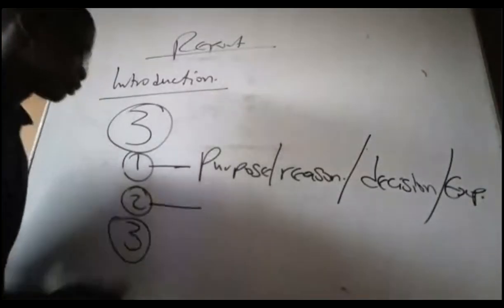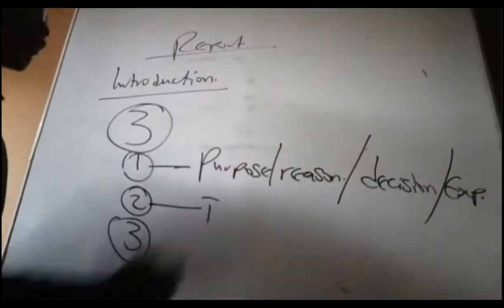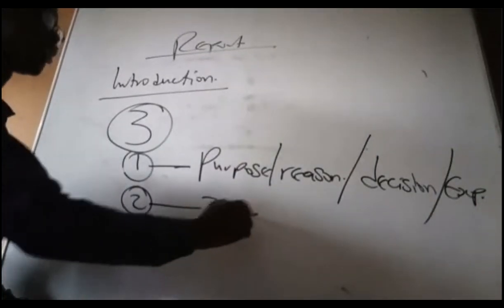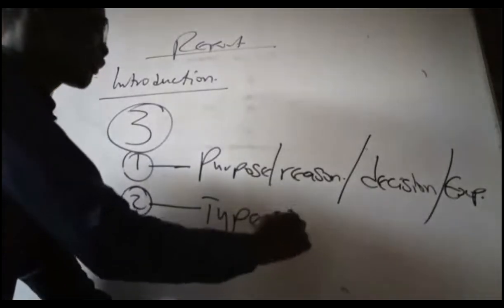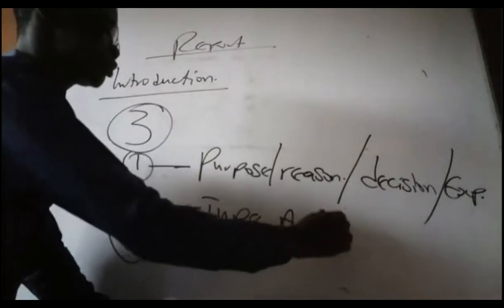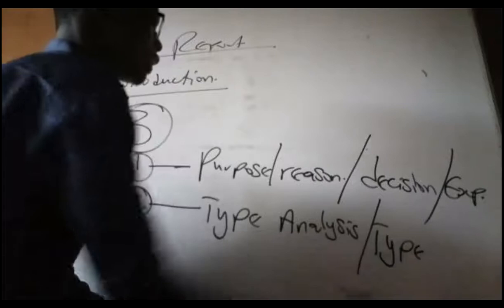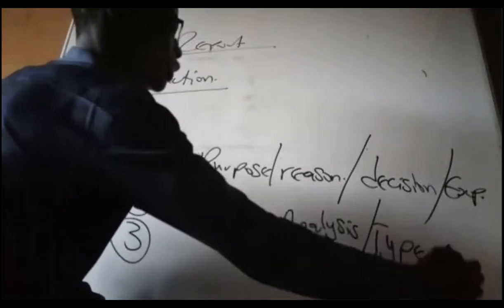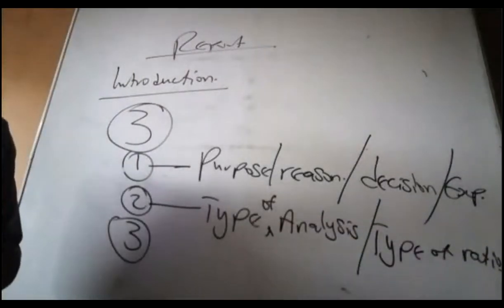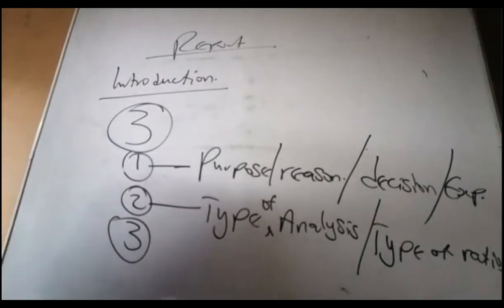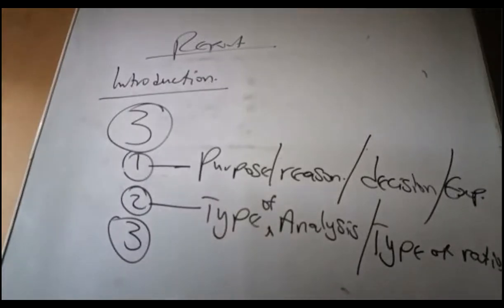Sentence number two, tell us the type of analysis that you are doing. Very important, extremely important. The type of analysis and the type of ratios. So the type of analysis you are doing and the type of ratios you are going to talk about. Very important. Sentence number two.